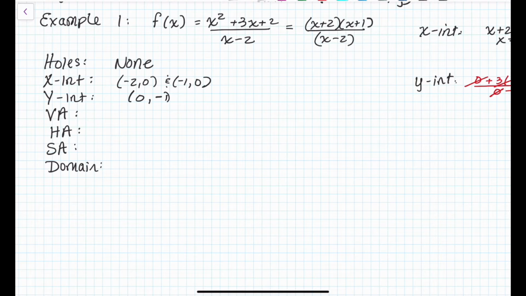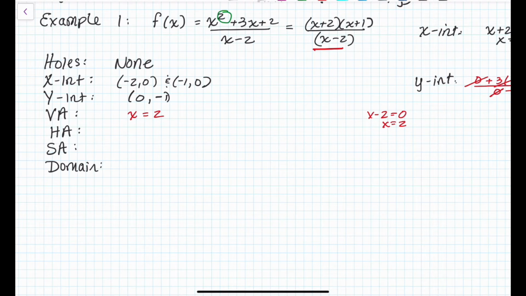Okay, next, the vertical asymptote is simply where the denominator equals 0. And we write this as an equation. So solve for x, we get x equals 2. So the function is not defined where x equals 2. So write your vertical asymptote as x equals 2, not 2. Make sure you put x equals 2 as an equation.